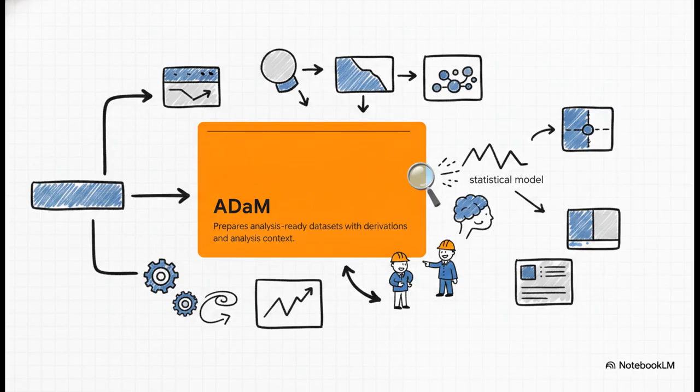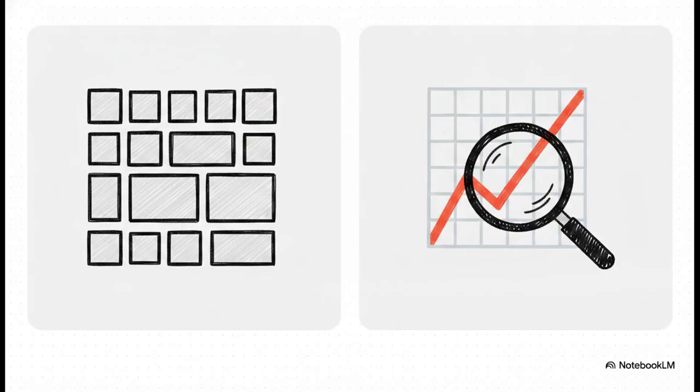Then we move right on to step 3, ADaM, or the Analysis Data Model. Now, ADaM prepares analysis-ready datasets with derivations and analysis context. It builds right off of SDTM, doing all the heavy lifting and crunching the numbers in a way that's specifically tailored for biostatisticians. If we compare them directly, SDTM with its standardized tabulation structures versus ADaM with its analysis-ready datasets, it really comes down to this.